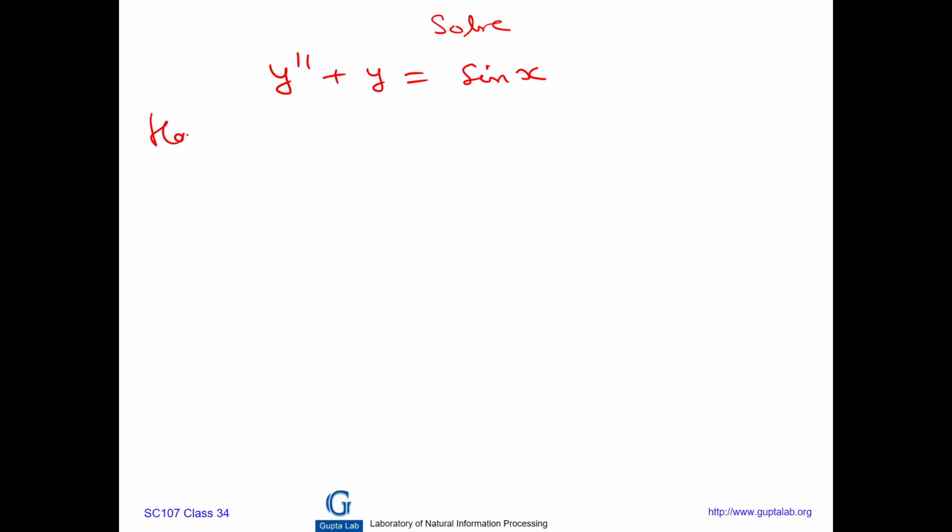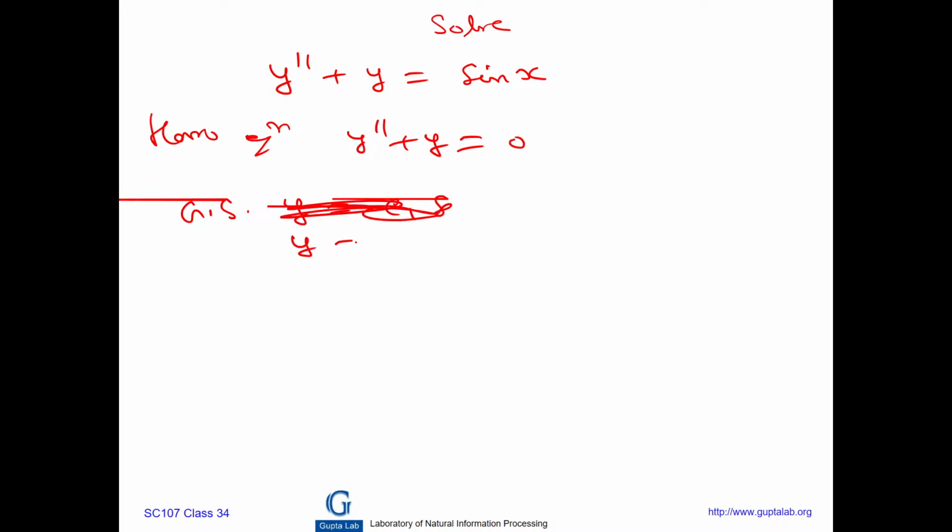सो होमोजेनियस इक्वेशन लिया विच इज y डबल डैश प्लस y इज इक्वल टू 0. जनरल सोल्यूशन क्या होगा? इसको सॉल्व करोगे m स्क्वायर प्लस 1 इज इक्वल टू 0, m इज इक्वल टू प्लस माइनस i, कॉम्प्लेक्स फॉर्म में आ जाएगा, तो सोल्यूशन आ जाएगा c1 टाइम्स sin x plus c2 times cos x.